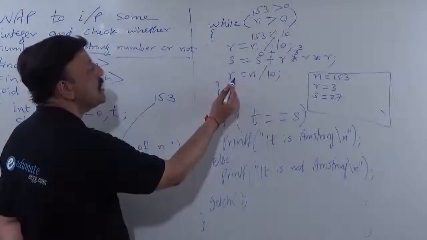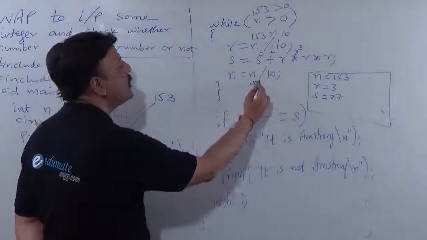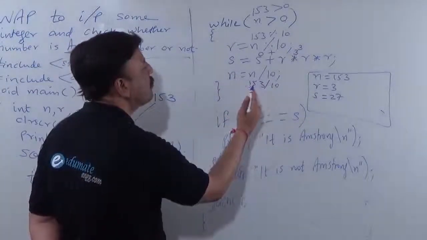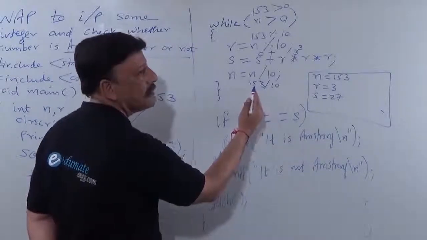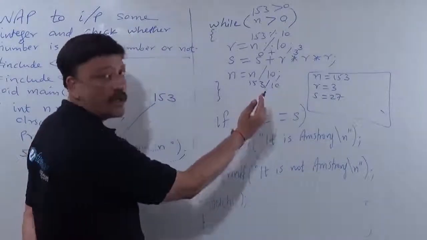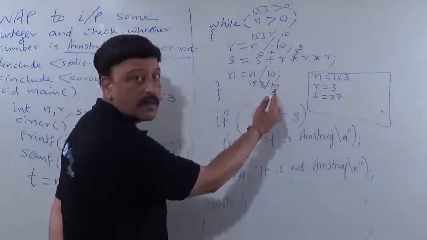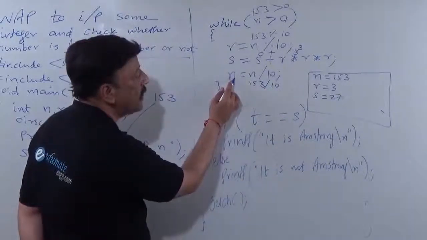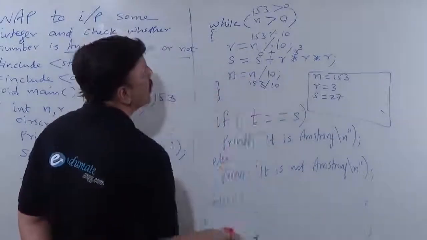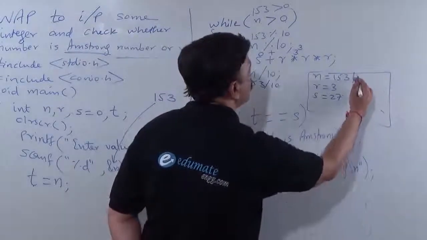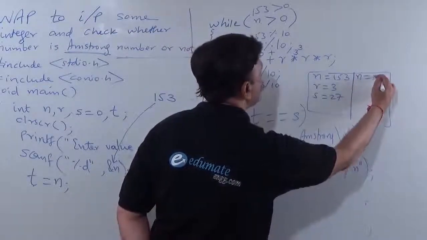Time to execute this line, this is n is equal to 153 upon 10, but 153 upon 10 is 15, isn't it? Not 15.3, int upon int it is. So n becomes 15, n becomes 153 upon 10. So what is the new value of n? N is no more 153, n has become 15.